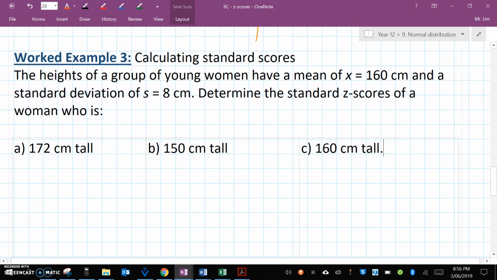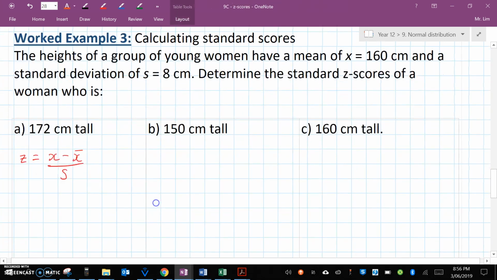Example 3. The heights of a group of young women have a mean of x̄ = 160 centimeters and a standard deviation of s = 8 centimeters. Determine the standard z-score of a woman who is 172 centimeters tall. So let's just keep practicing this. Hopefully we'll memorize the formula by the end of this lesson. The z-score is the score minus the mean divided by the standard deviation.